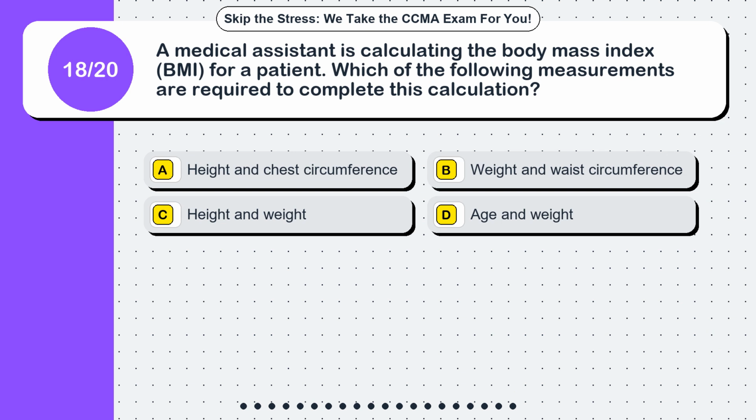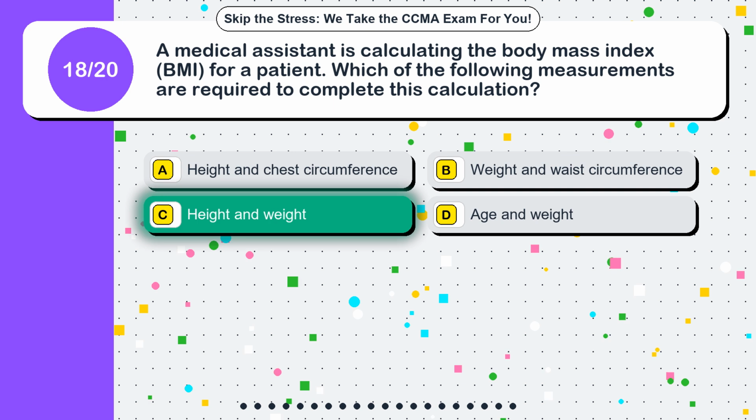Question 18. A medical assistant is calculating the body mass index, BMI, for a patient. Which of the following measurements are required to complete this calculation? Option A. Height and chest circumference. Option B. Weight and waist circumference. Option C. Height and weight. Option D. Age and weight. The correct answer is option C.